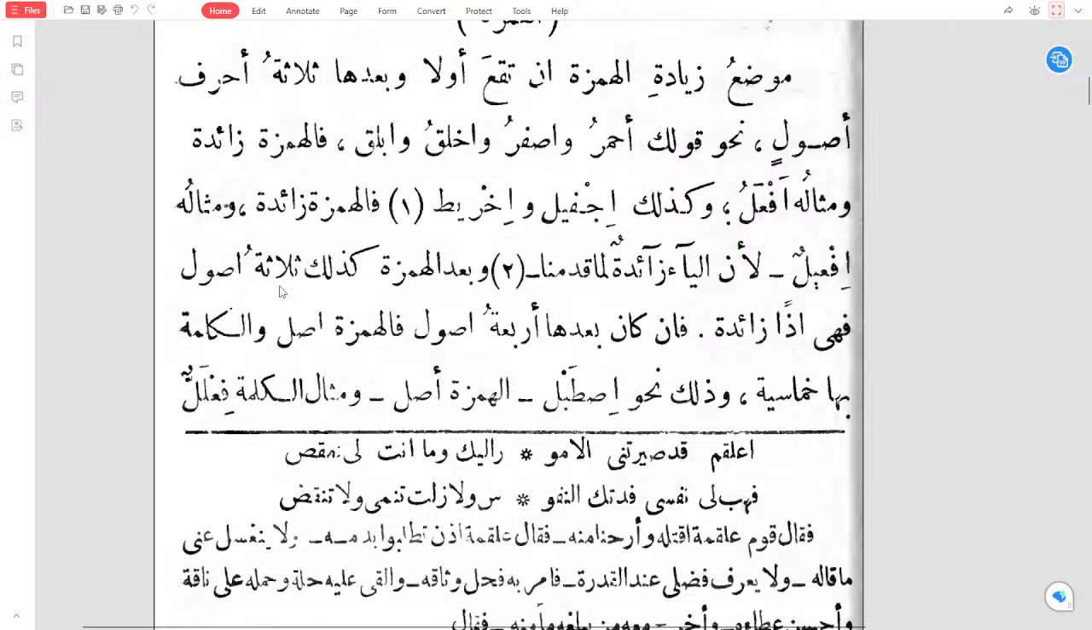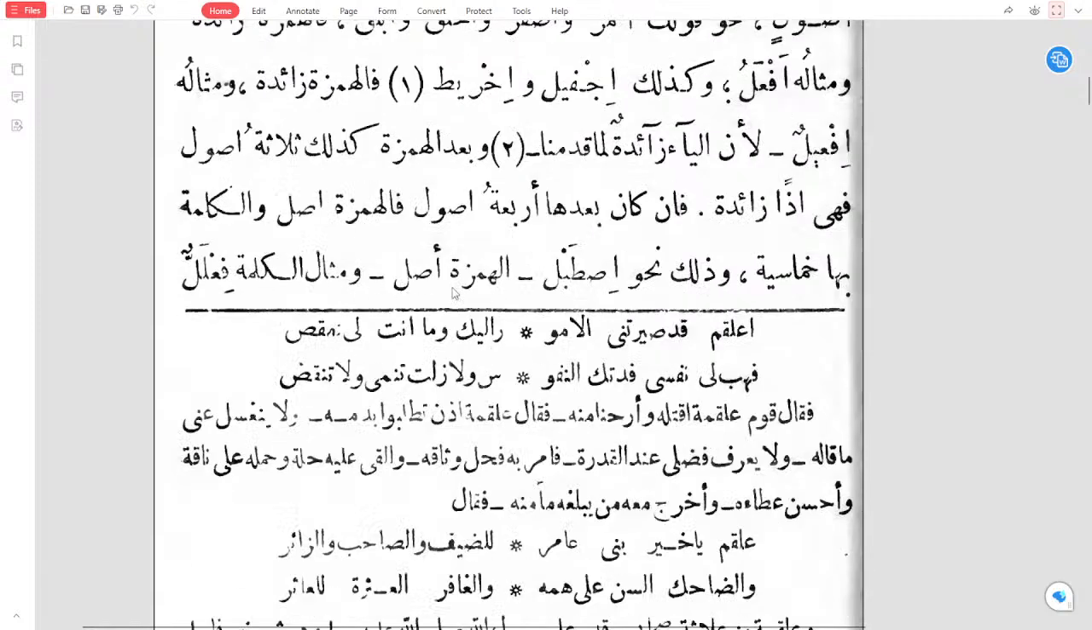So if there's a hamza and it is followed by 4 letters, none of which could be zaid, then all 5 of them will be usul, and the hamza will not be classed as a zaid. So this is a rule. A lot of these rules come from sama', from listening, and it doesn't have to have reasoning behind it. So, ومثال الكلمة فعلل.